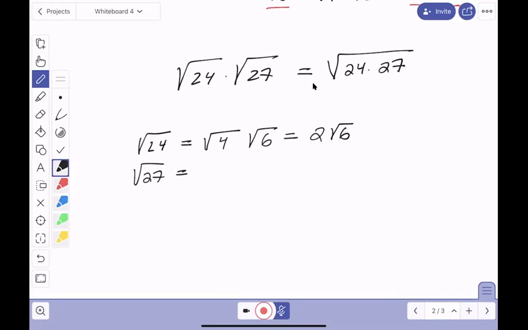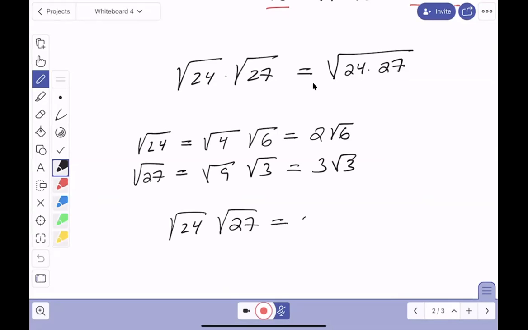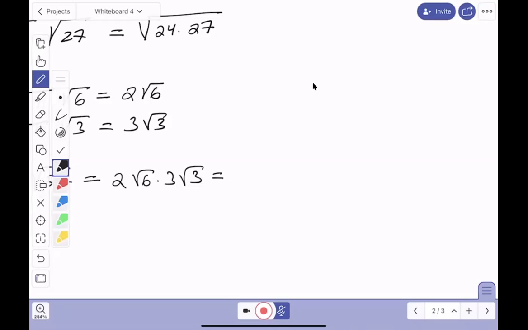All right, let's look at root 27. Then my question over here, does 27 contain a perfect square factor? And it does. It's 9. What's the square root of 9? 3. So I'm going to claim that also this root 24 times the root of 27 is identical to 2 root 6 times 3 root 3. I'm going to do some commutations and associations. I'm going to take the 2 and 3, move them around and associate them. And I can take the root 6 times root 3, and again, move them around and associate them.